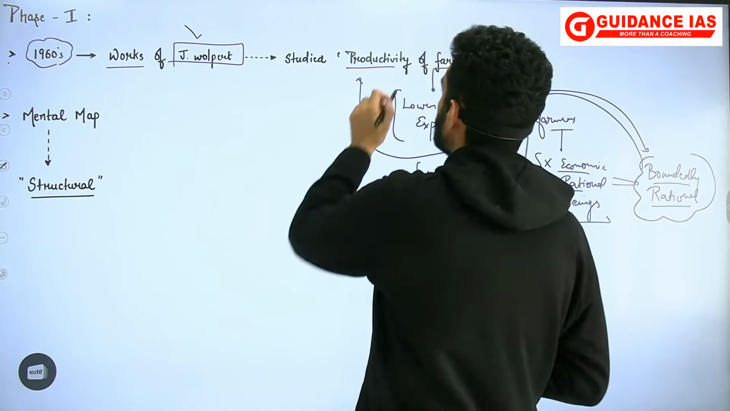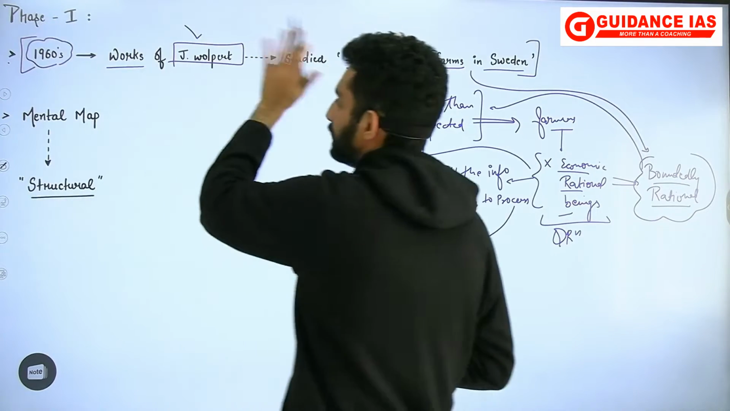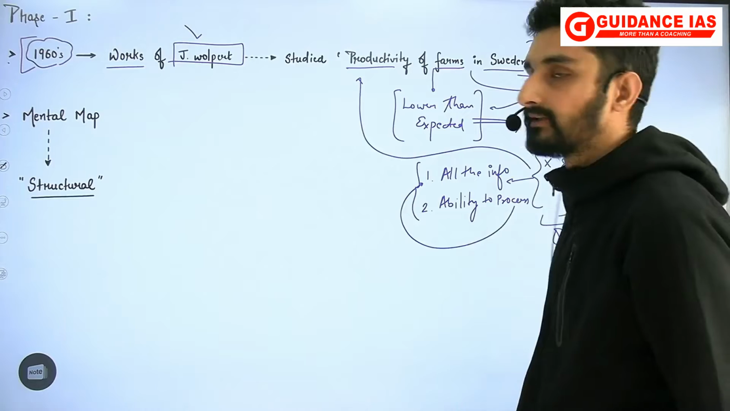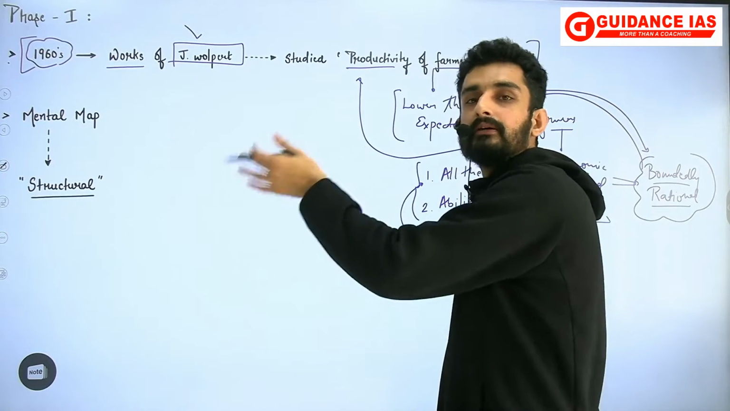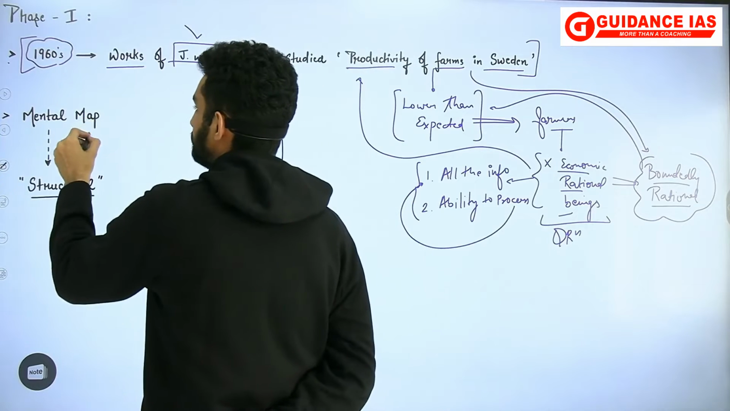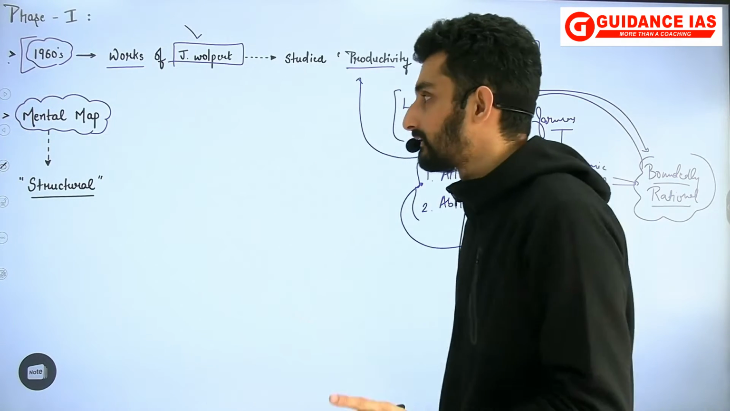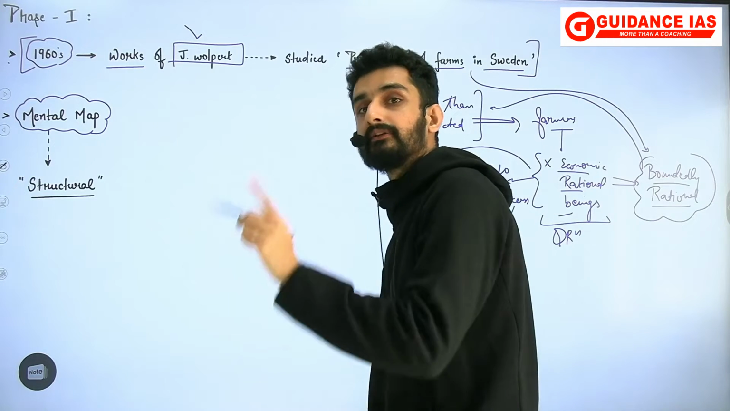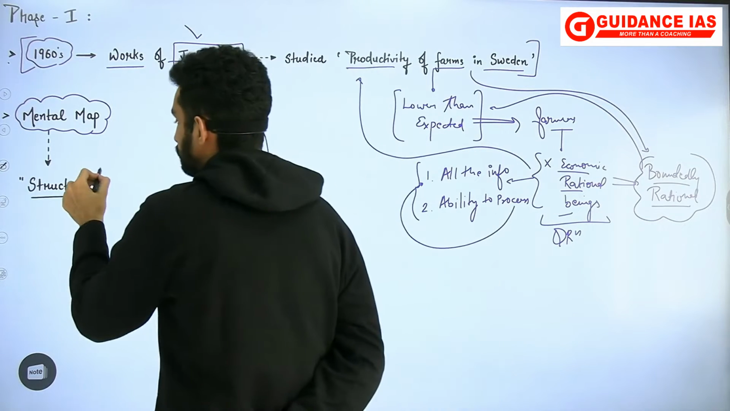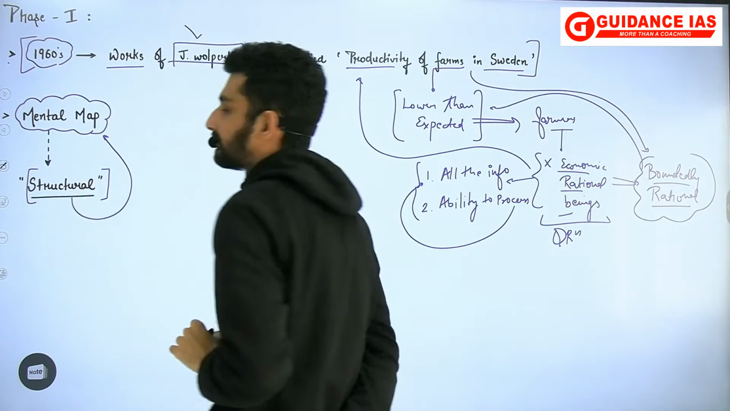So you just have to mention this particular thing, that the first phase started with the works of Julian Wolpert, and then you will be starting with the different methods and approaches to study behavioral geography in phase 1. And one such important method was the method of mental map. But you have to specifically know what the mental map approach in the first phase was. It was structural mental mapping.